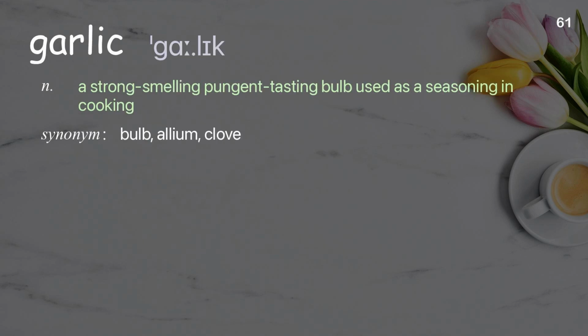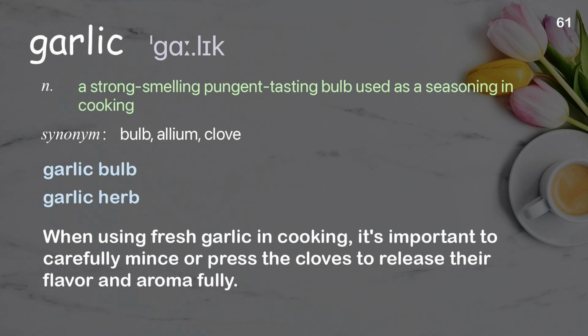Garlic. A strong-smelling, pungent-tasting bulb used as a seasoning in cooking. Examples: Garlic bulb, garlic herb. When using fresh garlic in cooking, it's important to carefully mince or press the cloves to release their flavor and aroma fully.